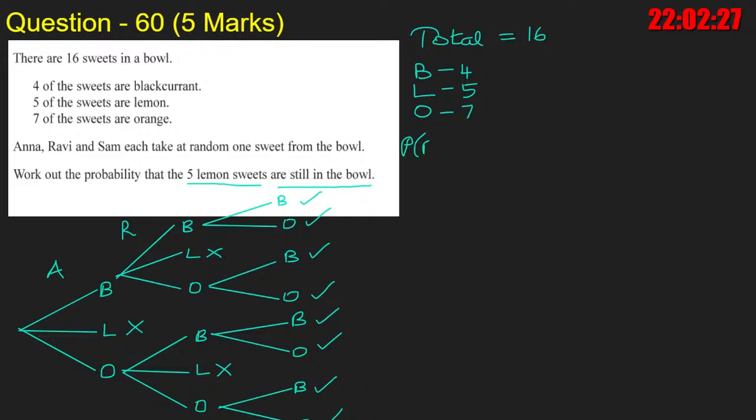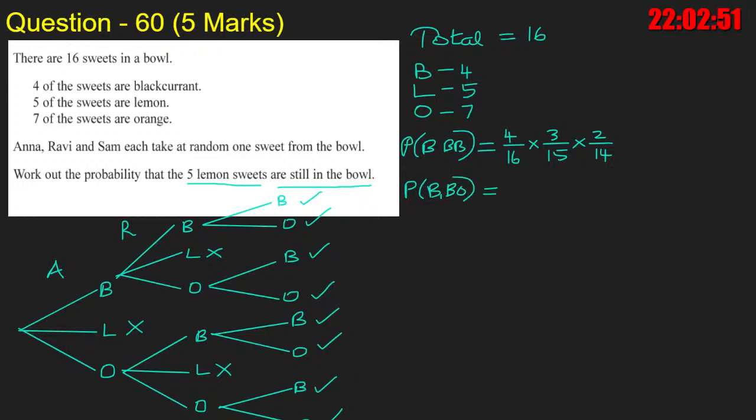So probability of B, B, B. Probability of B, B, B means B is 4 over 16. If I'm taking B again, 3 over 15. And if I'm taking B again, 2 over 14. Hope you understand that.